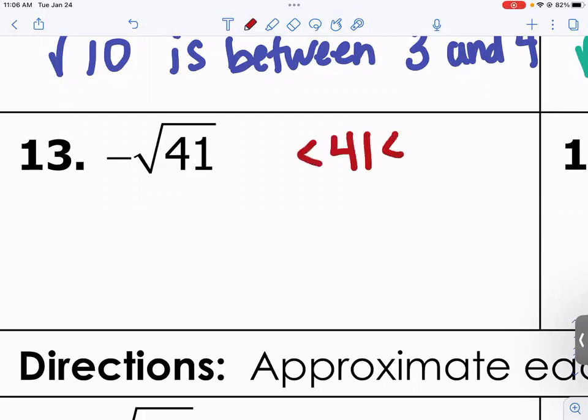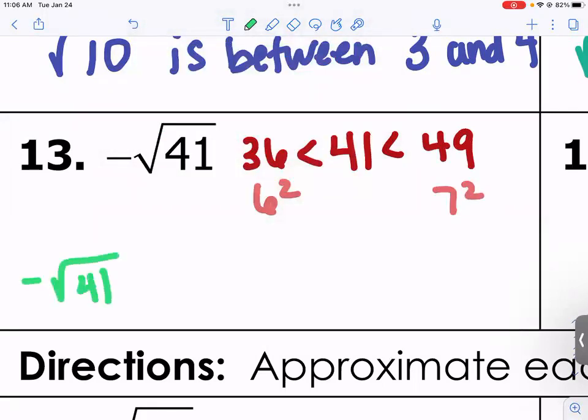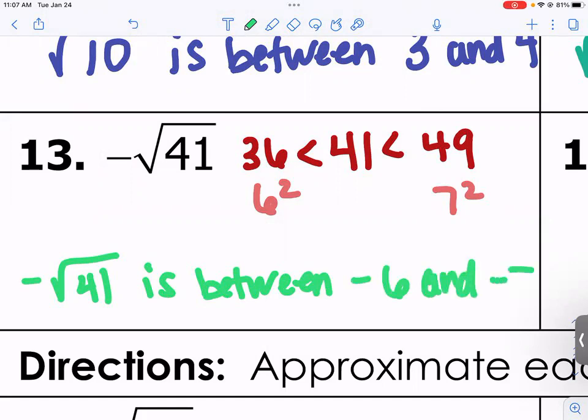41 is in between which two perfect squares, Brady? Okay, so 36 and 49. Well, this is 6 squared and 7 squared, which is what you said. So we know negative square root of 41 is going to be between negative 6 and negative 7. Make sure you include the negatives there.